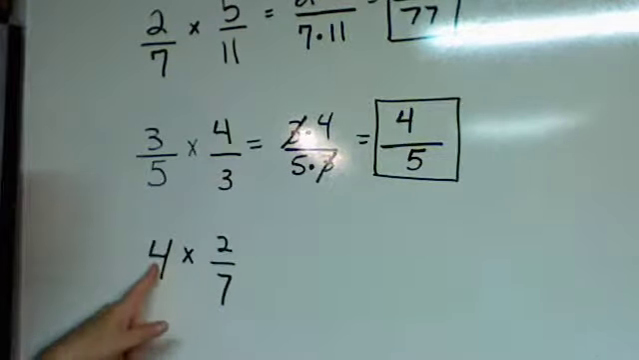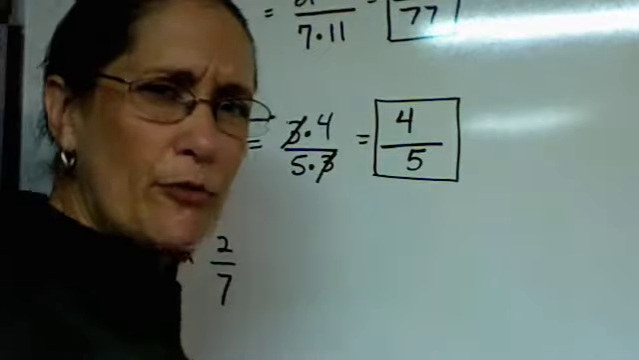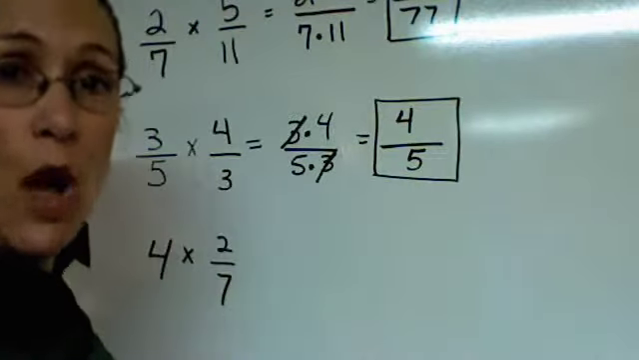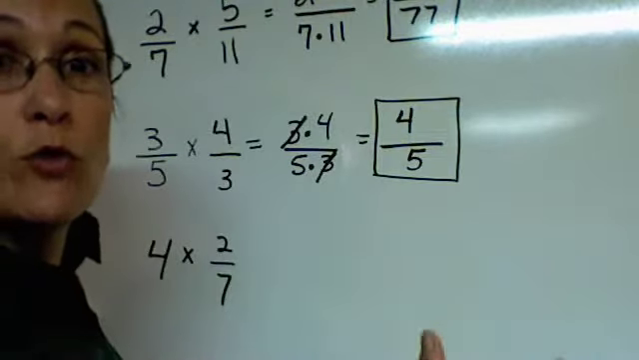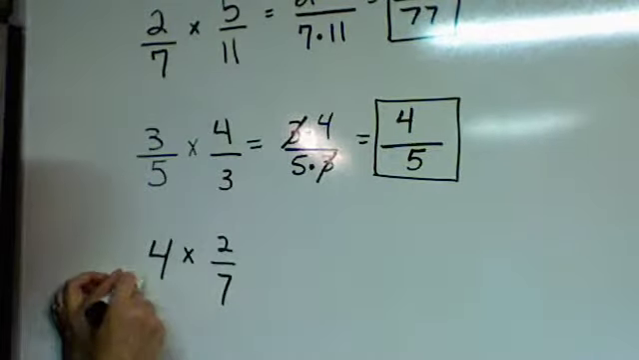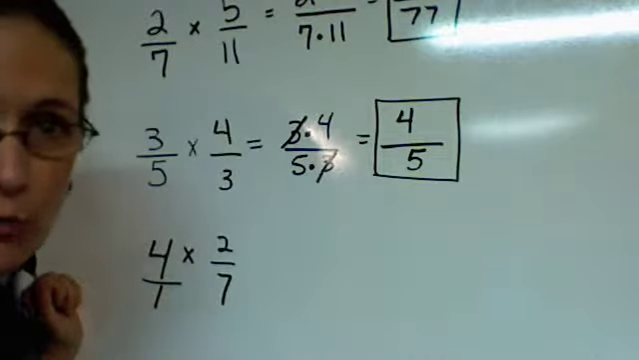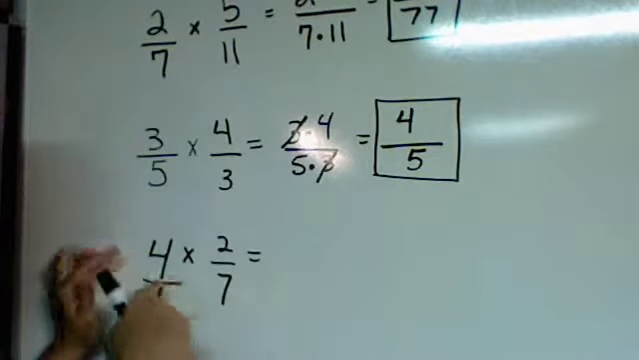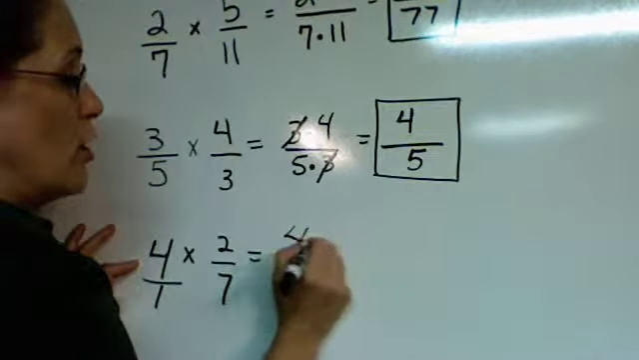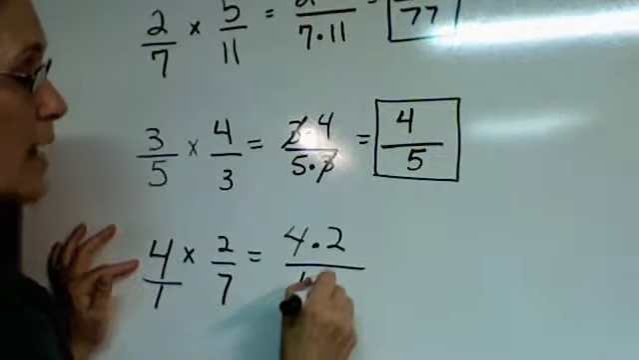Here's a number, 4 times 2/7. Here's another little rule about fractions. Anything over 1 is itself. So 4 can be rewritten as 4 over 1. So we would write this as 4 over 1. You can put that into any number, put it over 1, and it doesn't change the number. Now the rules apply for multiplying fractions. Multiply the numerator, 4 times 2. Multiply the denominators, 1 times 7.